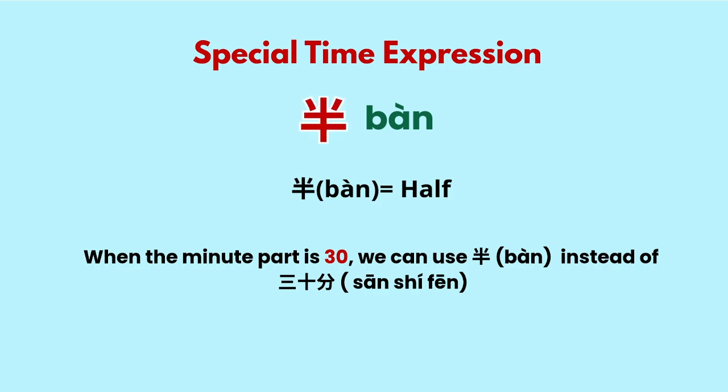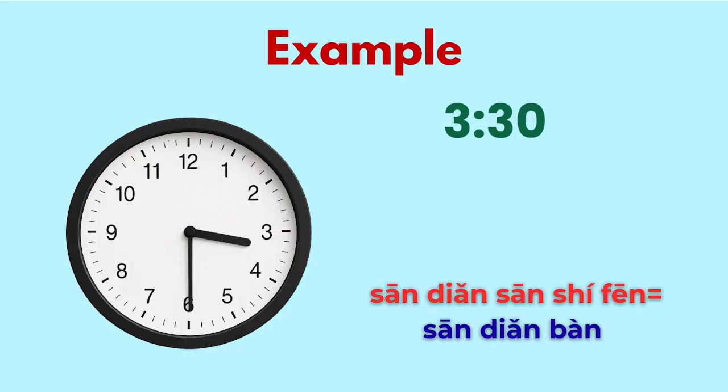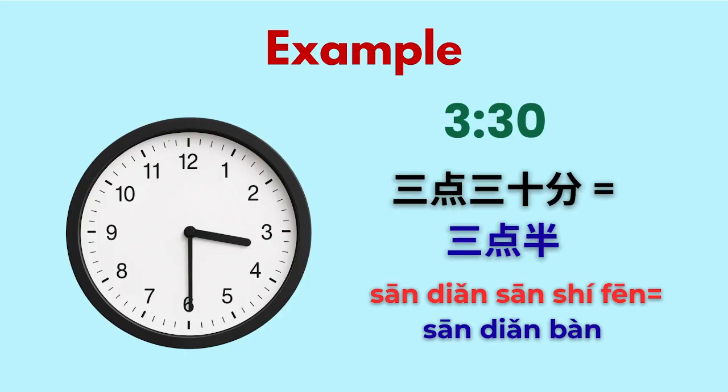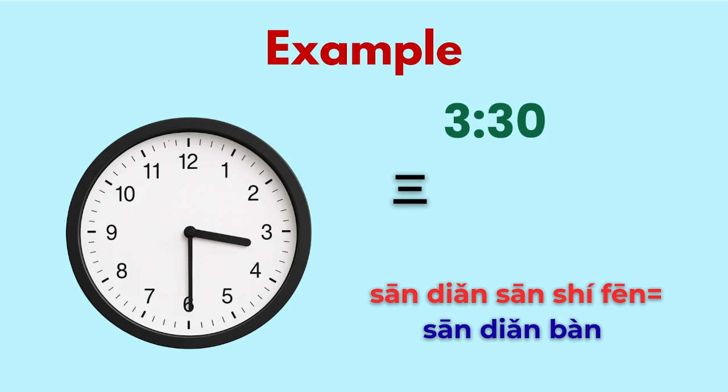Now it's time to learn a special time expression. Bàn, it means half. When the minute part is 30, we can use bàn instead of 三十分. Example, 3:30. So instead of 3点30分, you can say 3点半.